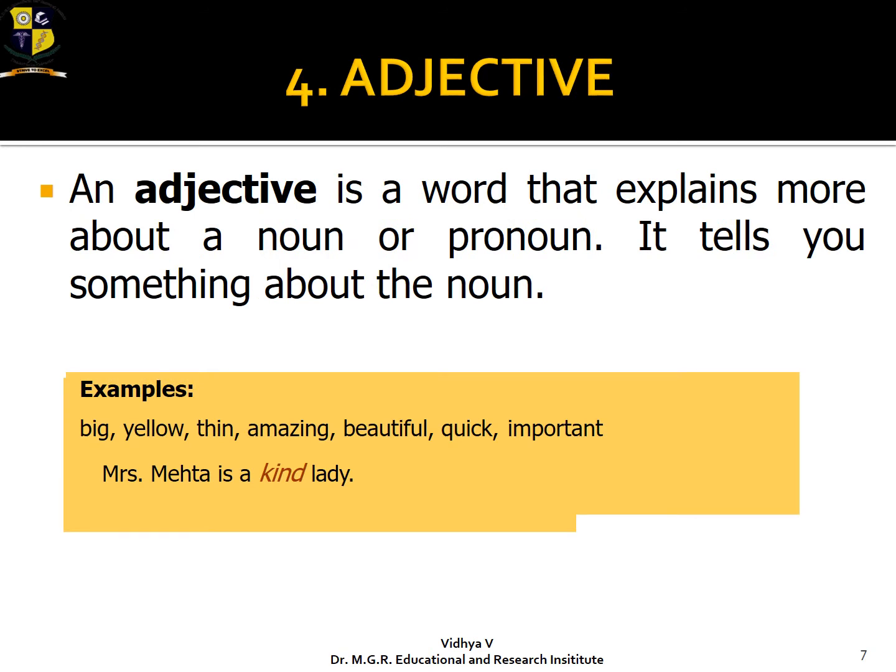Next is adjective. Adjective is a word that explains more about a noun or a pronoun. It tells you something about the noun. That is big, yellow, some colors, or thin, thick, tall, short, amazing, beautiful, quick, important. These all come under adjective. Example, Mrs. Mehta is a kind lady. So kind is an adjective here.